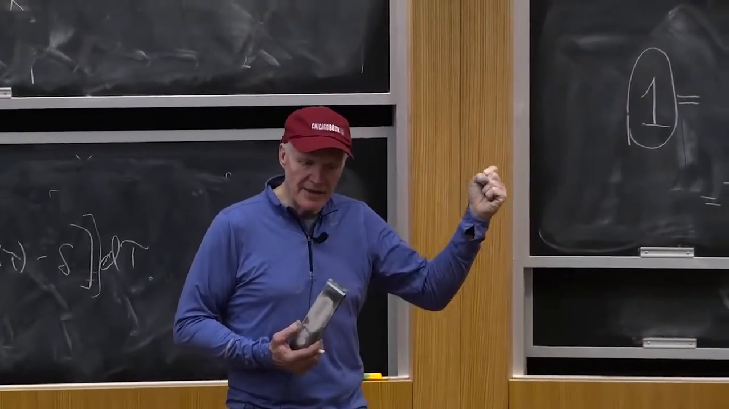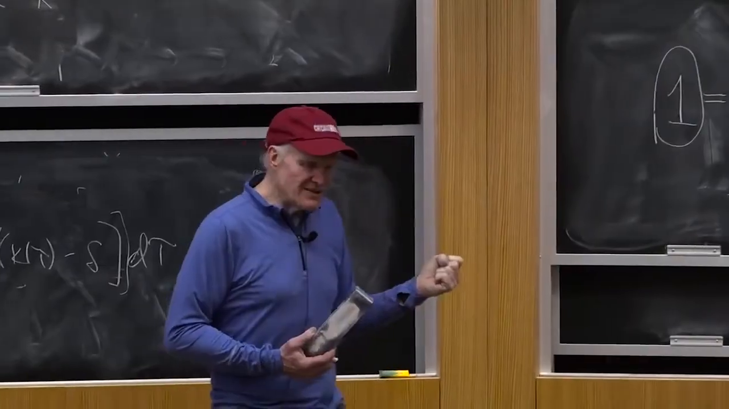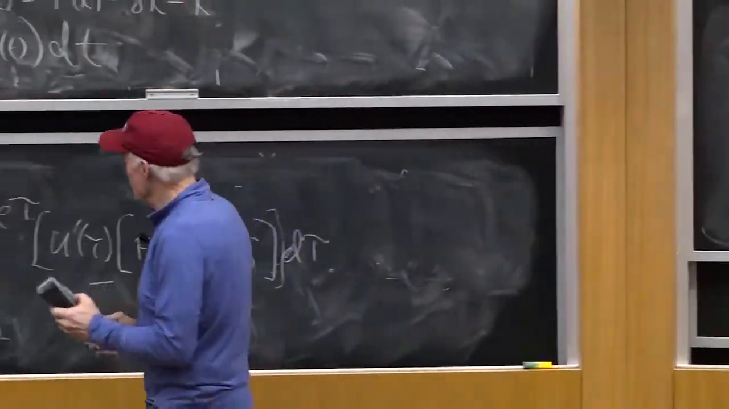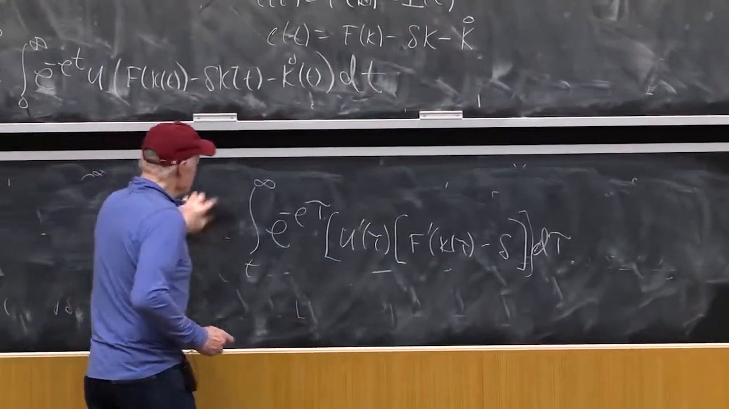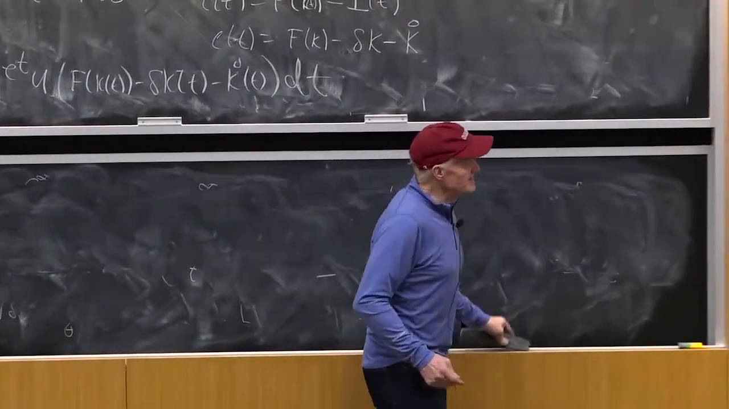And so what's going to happen is, let's say I start with a low capital stock. Let's think about it. Well, we have to do our steady state. What's the steady state of this problem?